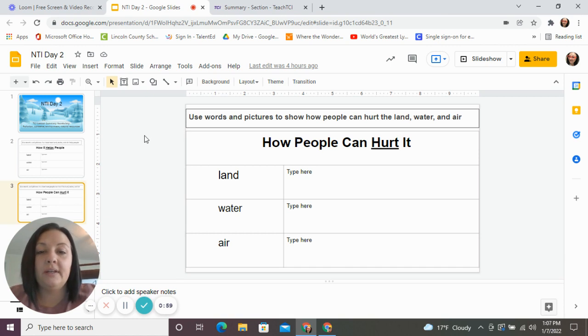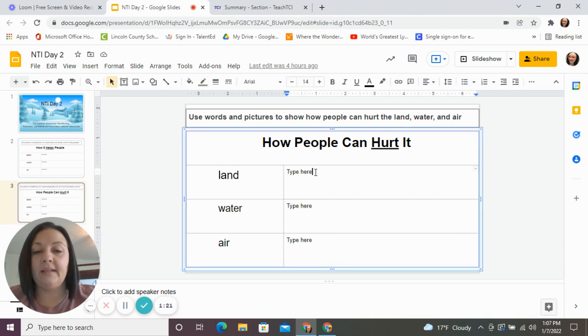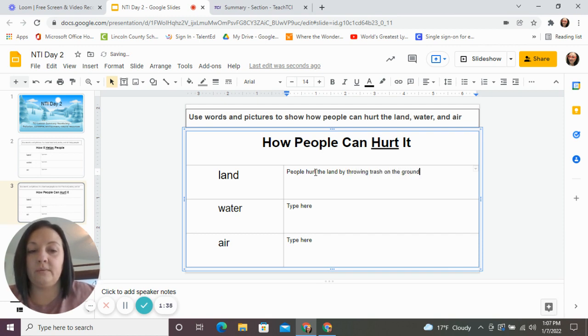Your second chart is to use words and pictures to show how people can hurt the land, water, and air. So, how people can hurt it for land, water, and air. So, an example of this for land, you could say, people hurt the land by throwing trash on the ground. And then you can draw a picture to go with it.